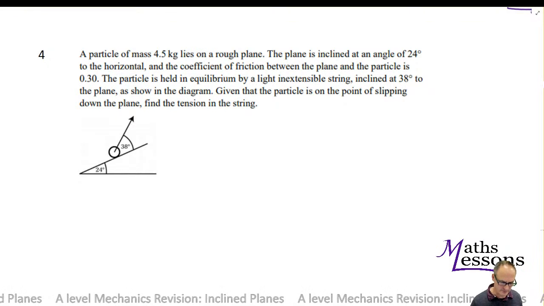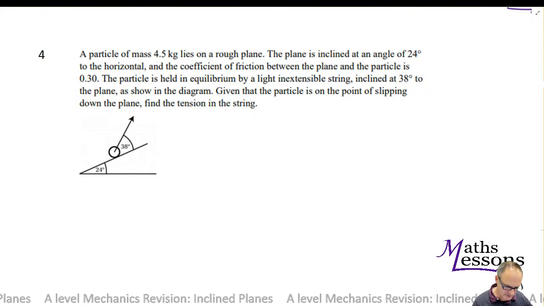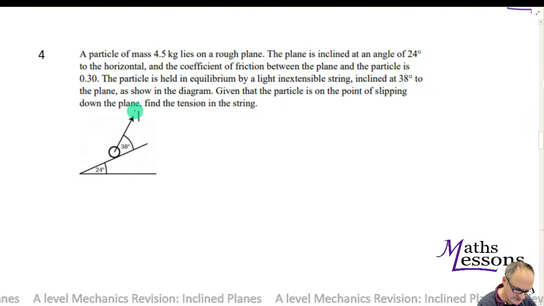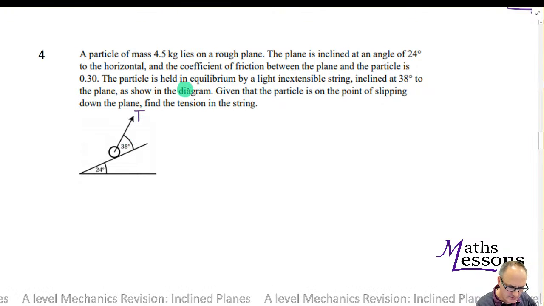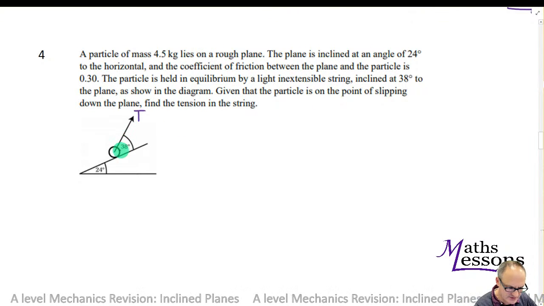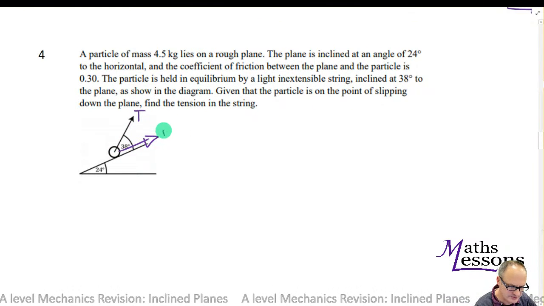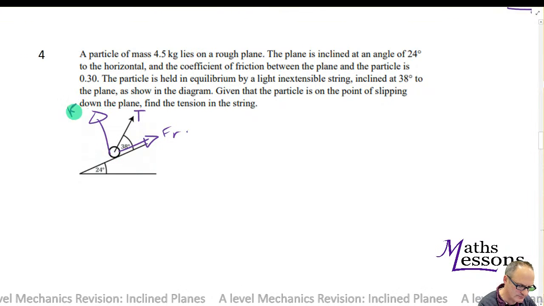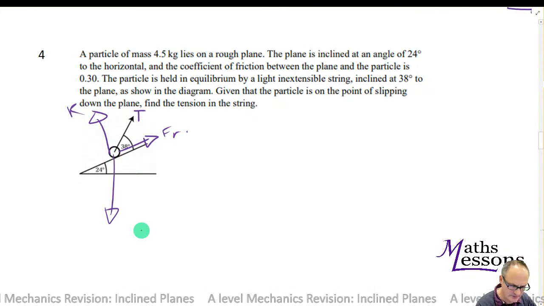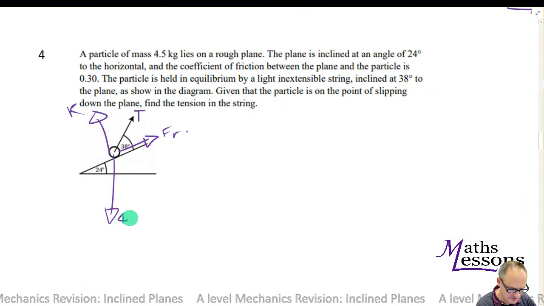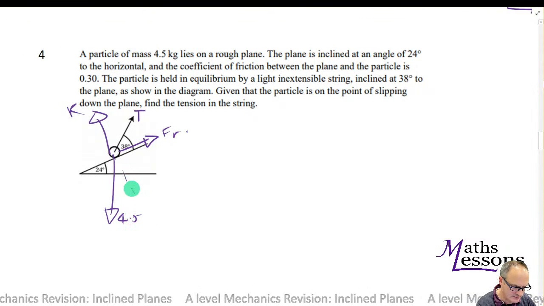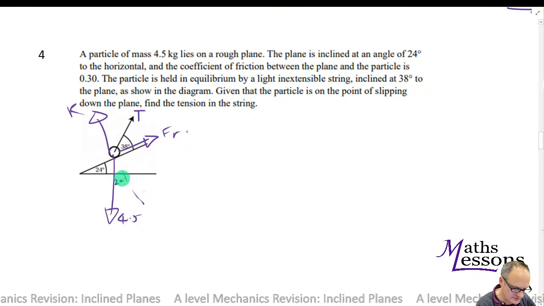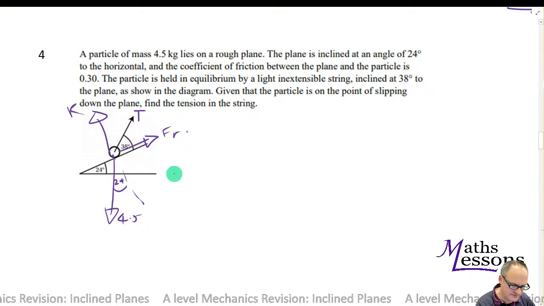Okay, let's go through this question. What we've got here is our tension acting up the plane that way. Now it's on the point of slipping down the plane, so friction resists motion, so the friction will act up the plane. We have a normal reaction perpendicular, and we have the weight acting this way. We know that this angle there is 24, and this angle is 38.